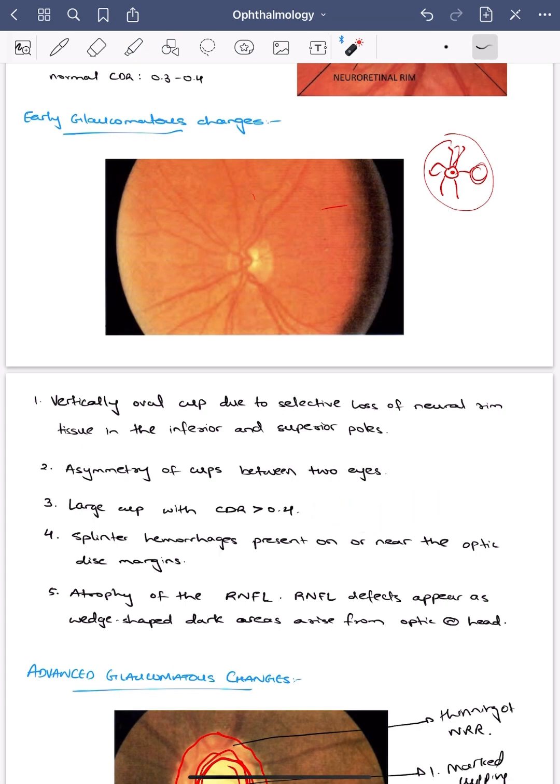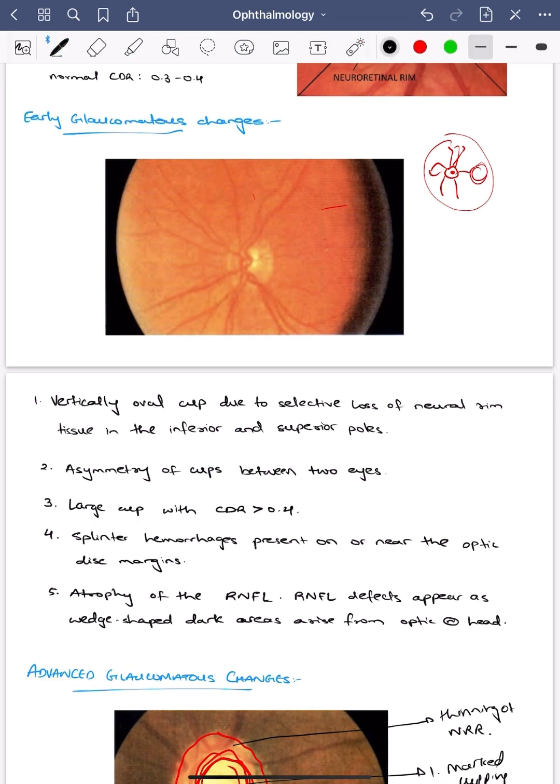Fourth is the presence of splinter hemorrhages on or near the optic disc margins, and the fifth is the atrophy of the retinal nerve fiber layer, and these defects appear as wedge shaped dark areas arising from the optic nerve head. So let us draw this and learn.